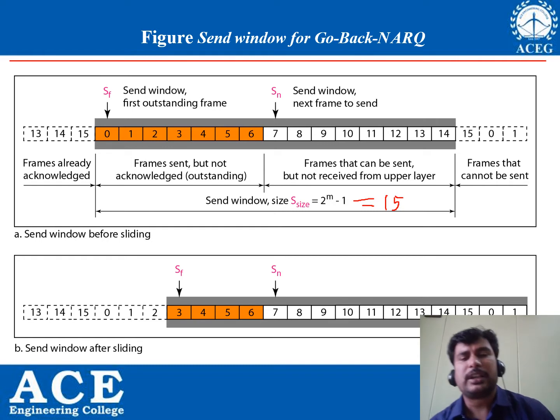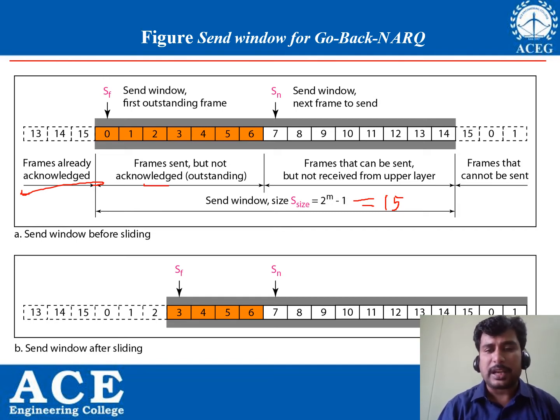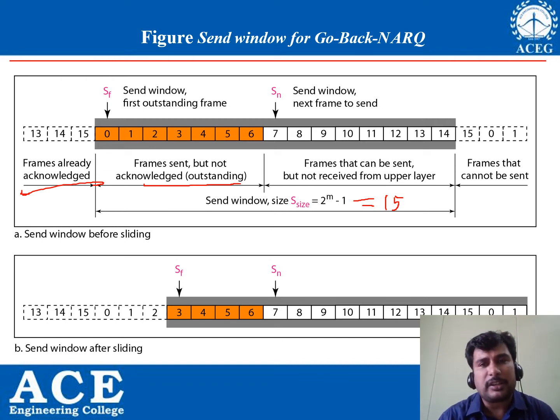The sender window in Go Back N ARQ is divided into 4 blocks. The first one is the frames which are already sent and acknowledged. The second block is the frames which are sent but yet to be acknowledged. They are called outstanding frames. Some of the frames are already transmitted to the receiver, but they have not yet received the positive acknowledgement. The next will be the block which contains frames that are to be sent.